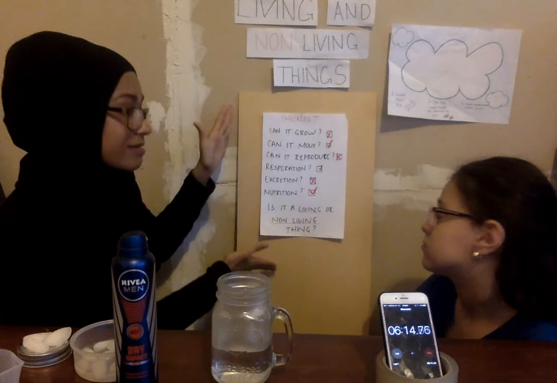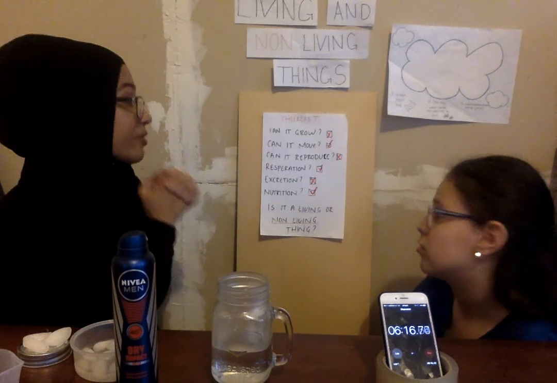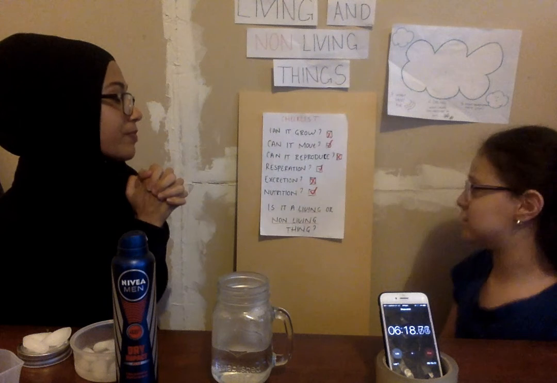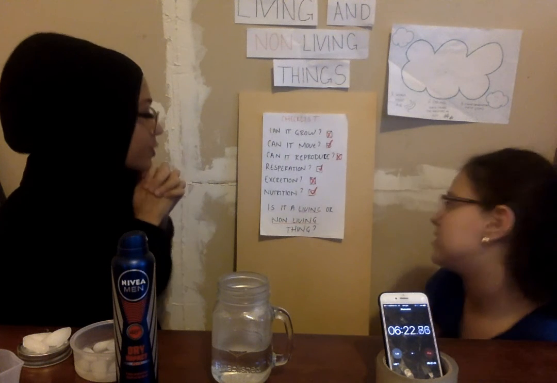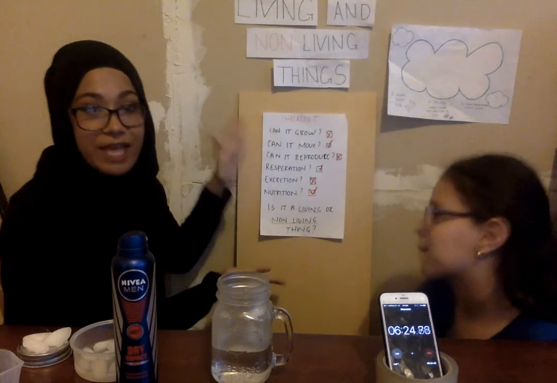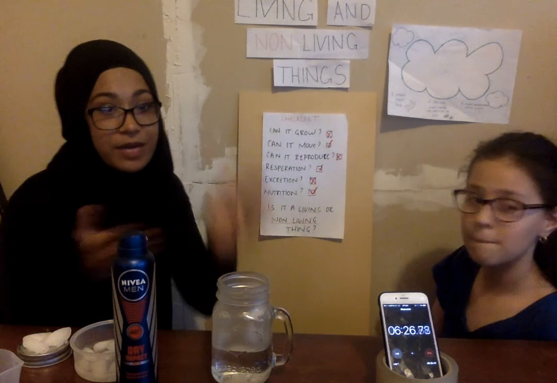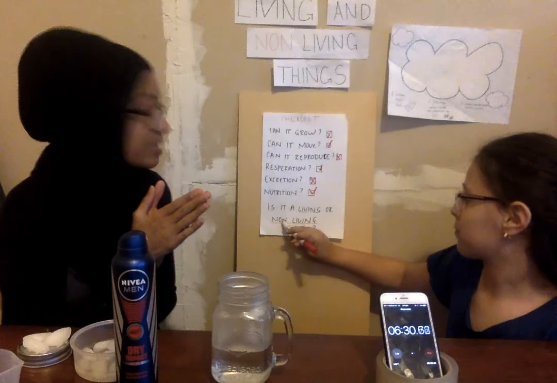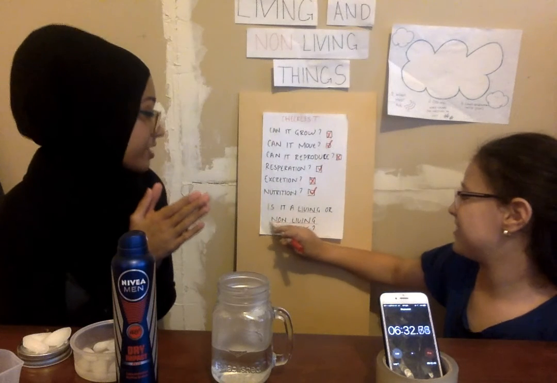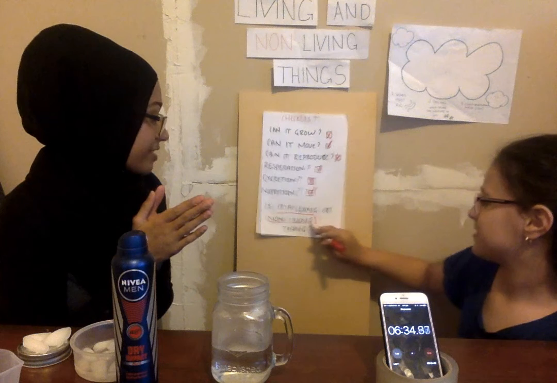Does it make it a living thing? No. Why doesn't it make it a living thing? Because you need all of this on the checklist to make it a living thing. Awesome. So based on the evidence that we found from our experiment, we can conclude that a cloud is a... Yeah, you can circle it. Non-living thing. It's a non-living thing. Excellent.